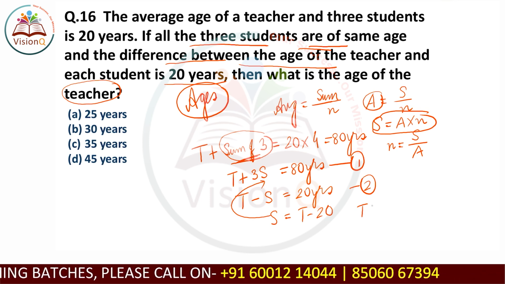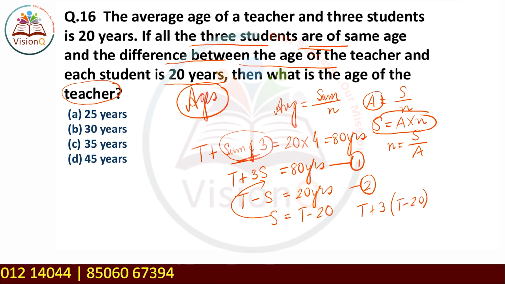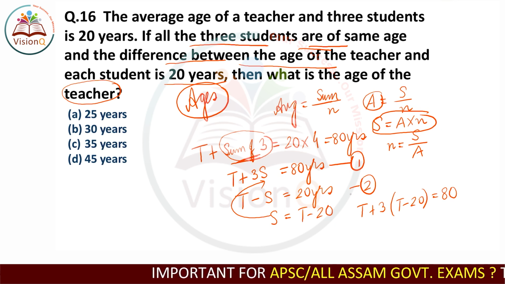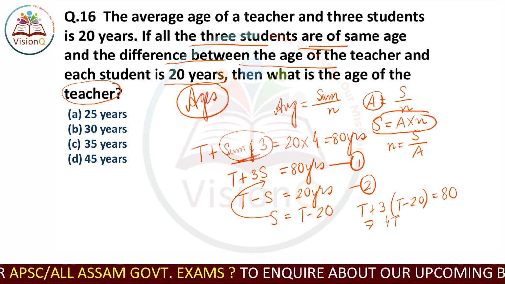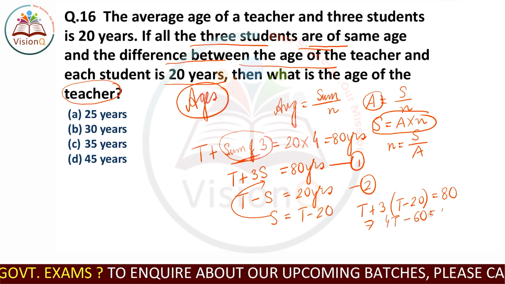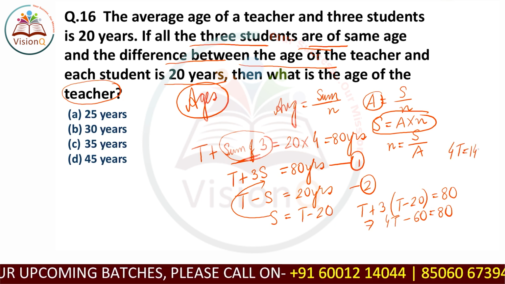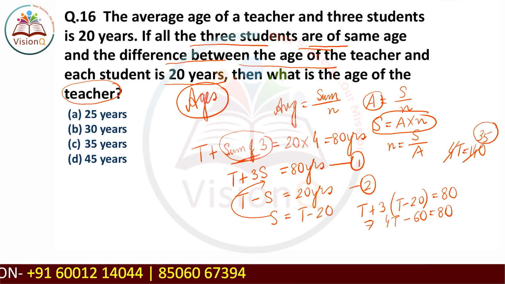So t plus 3 into t minus 20 is equal to 80 years. I have substituted s in terms of t. From this we get 4t minus 60 is equal to 80 years. So 4t will be equal to 140 years. If I cancel out, it is 35 years. So the teacher's age will be 35 years, which is option number C.